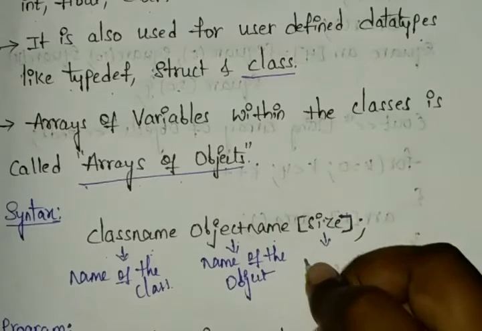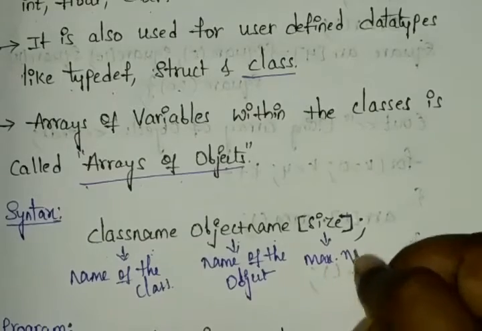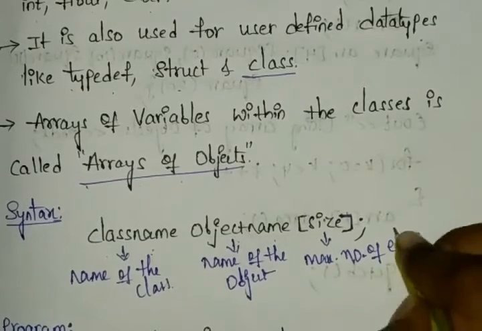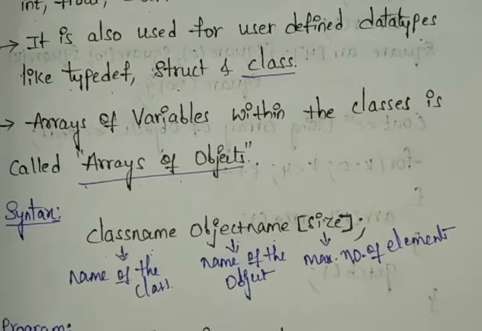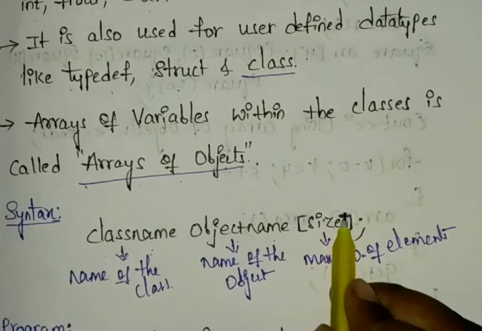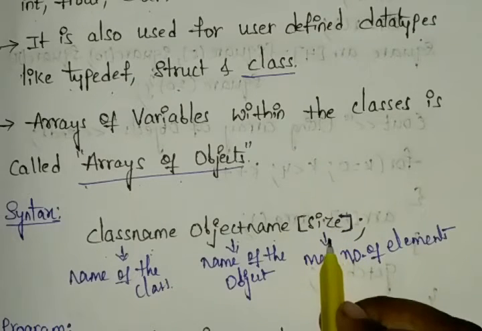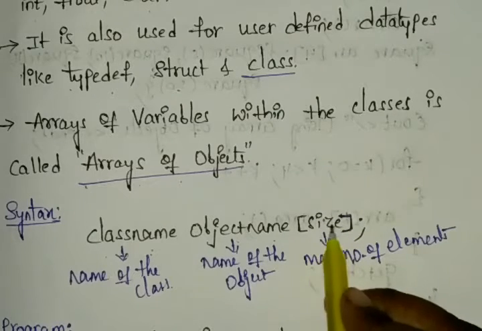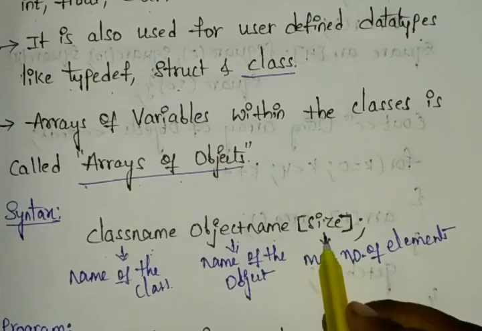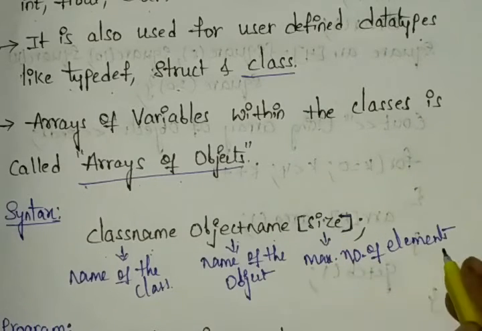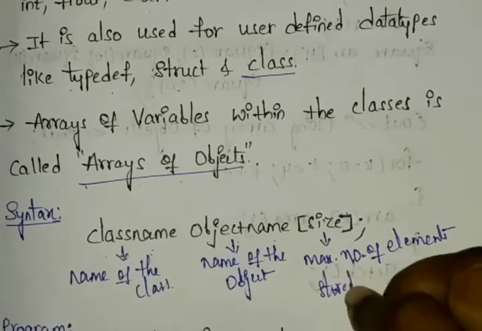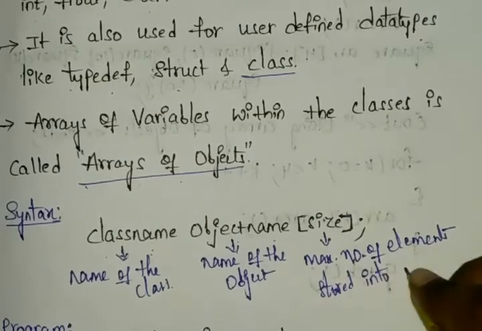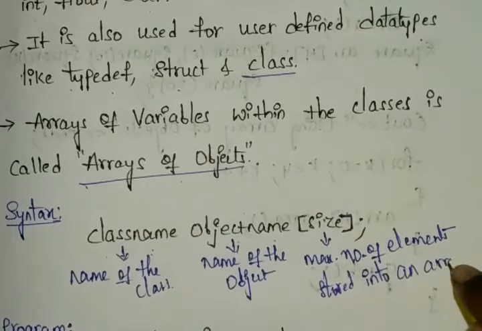So the maximum number of elements, how many elements we have. Suppose we have 5 elements, you just write 5. If you have 4, you write 4. If you have 10, you write 10. If you have 100, you write 100, like that. So it is the maximum number of elements stored into an array.